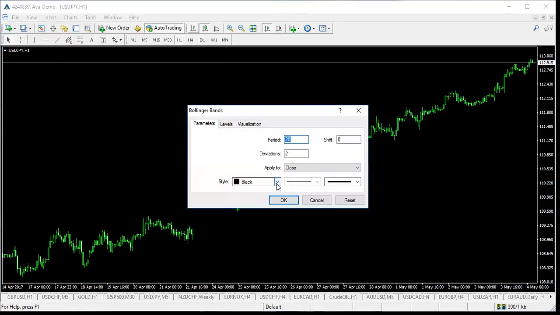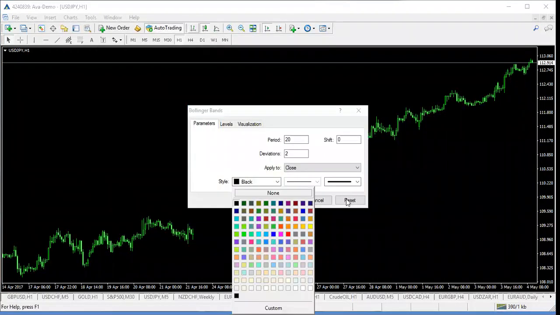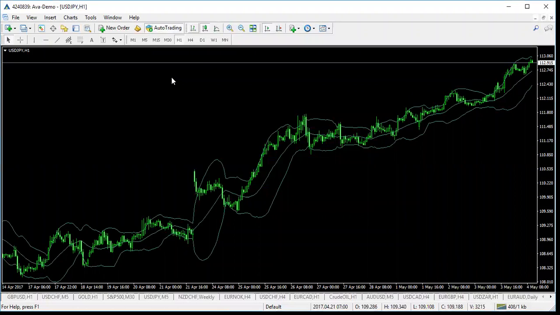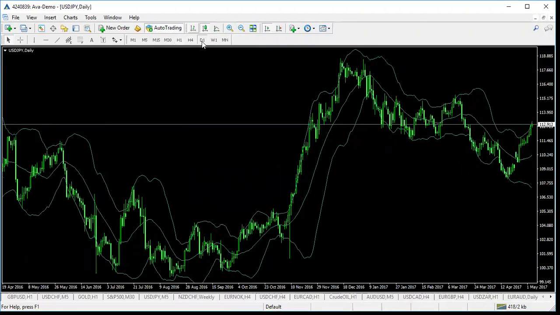and just got to change the color here. Just reset the settings to the original, and we've added the Bollinger Bands. So just to explain what Bollinger Bands do, it's an indicator that measures volatility. Okay, and the strategy can be applied to any time frame.